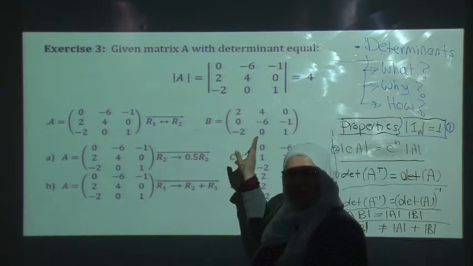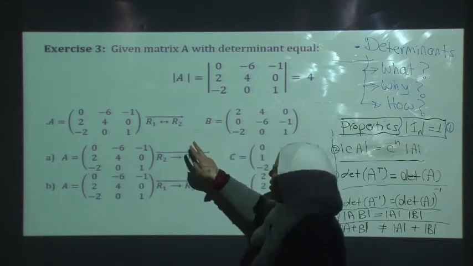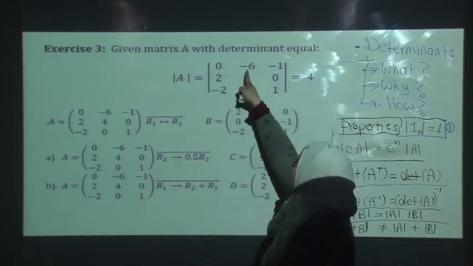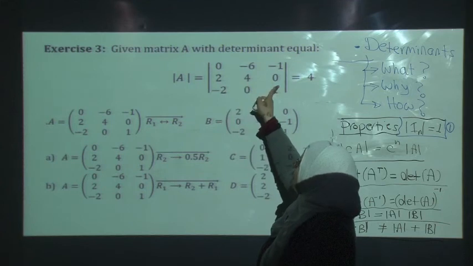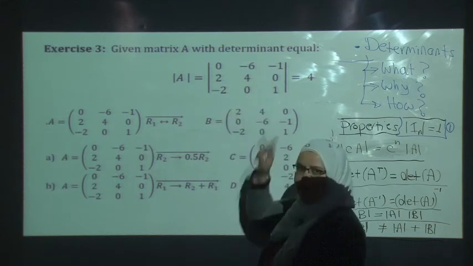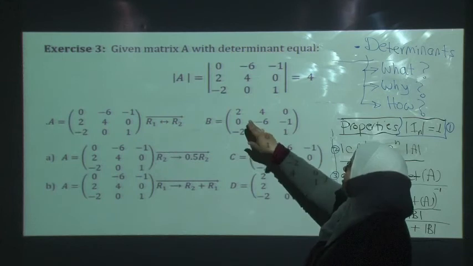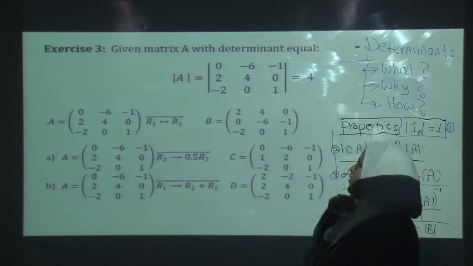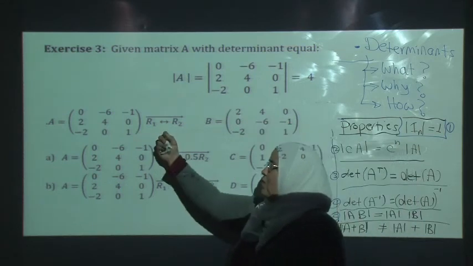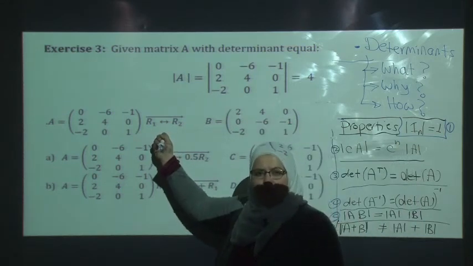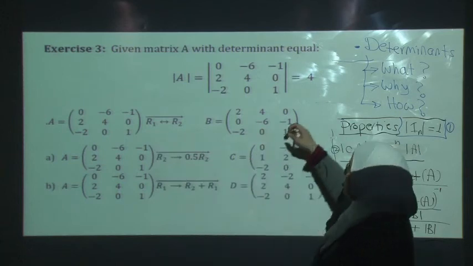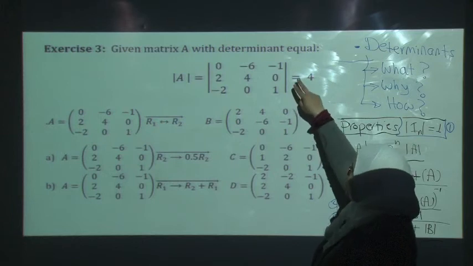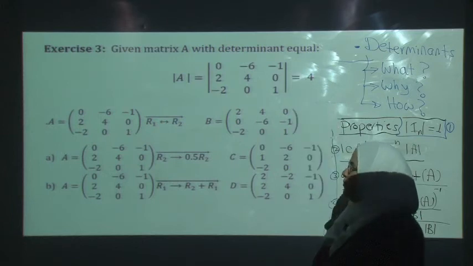This B matrix is deduced from the A matrix after what? Let's observe the elements: 0, negative 6, negative 1, 2, 4, 0, negative 2, 0, 1. Fine. B is 2, 4, 0, which means the second row moved to the first row. This valid elementary row operation is the exchanging of two rows, right? We exchanged the first row with the second one.